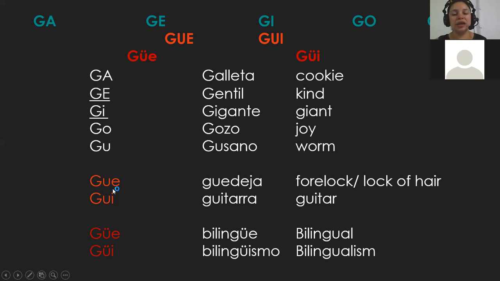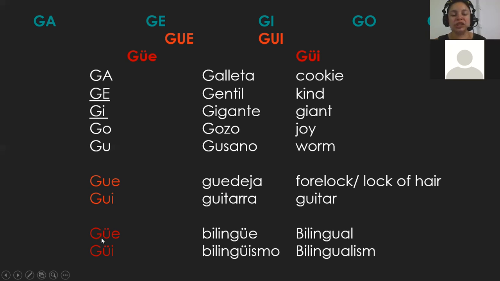And here is the example that I was telling you, where the U is mute, just for the effect to pronounce ge. In this case, we have here guedeja. Guedeja in English is lock of hair. Gui, guitarra. Guitarra in English is guitar.